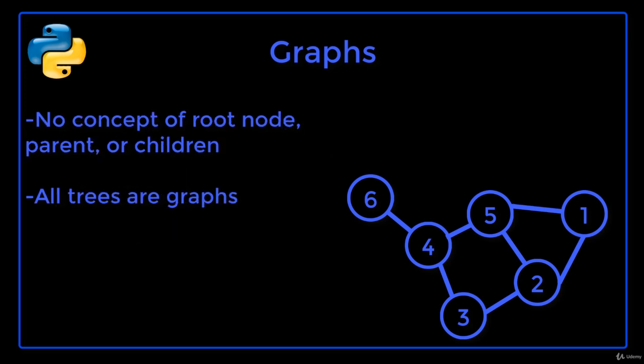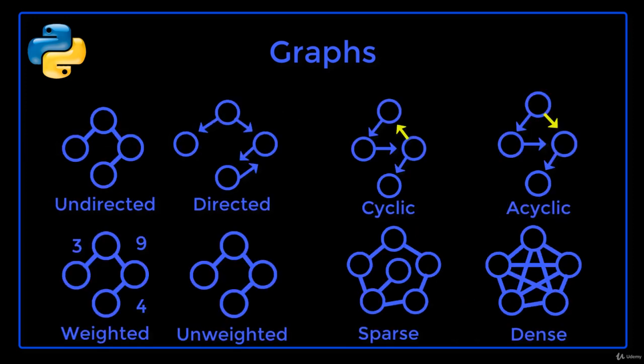Graphs have no concept of a root node, parents, or children. There are no rules for connections between nodes. All trees are graphs. A tree is a special case of graph. Graphs can be directed or undirected, weighted or unweighted, cyclic or acyclic, and sparse or dense.